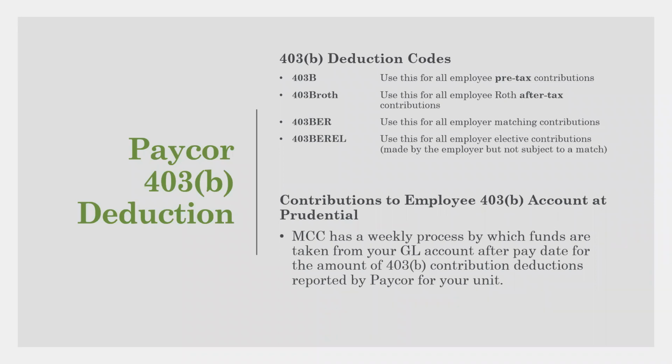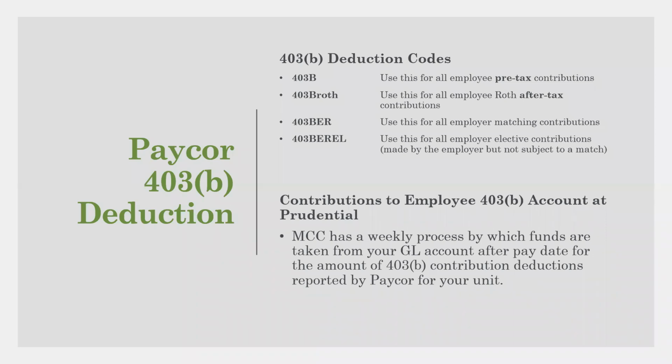So say you put in 50 cents for every dollar that the employee puts in. This is just an example. You would use the 403B ER code because you're matching it. There's a formula. Most employers, I don't believe, are doing employer matches, but I did want to let you know that they are available. The second code for the employer contribution is if you want to do an elective.